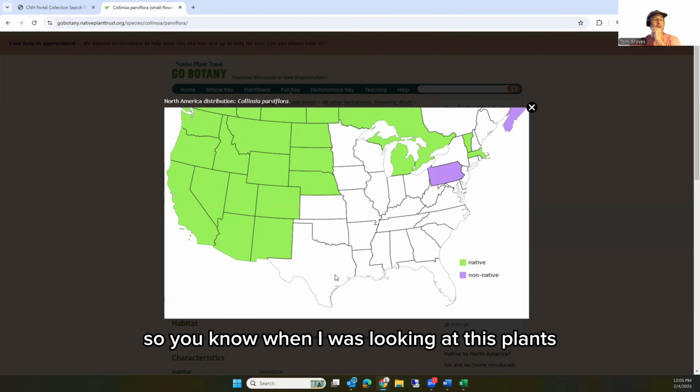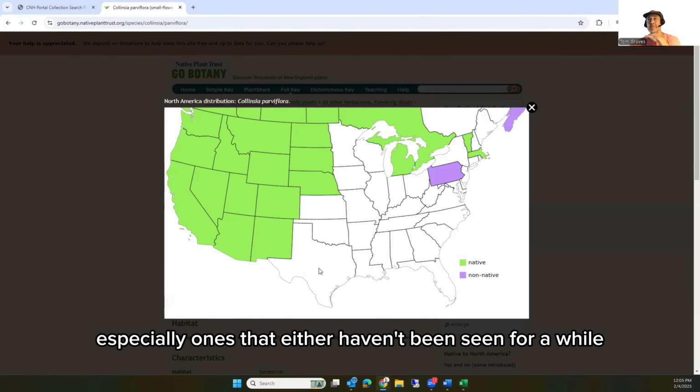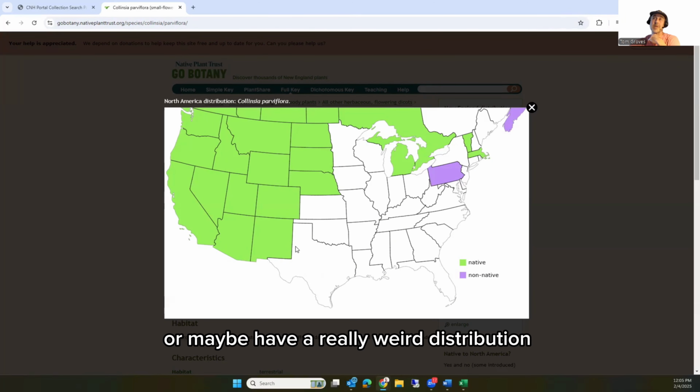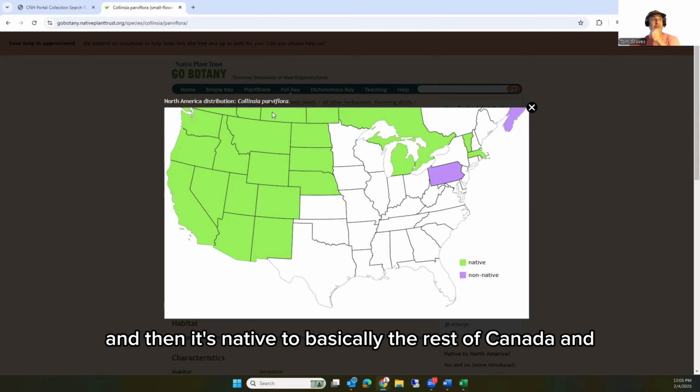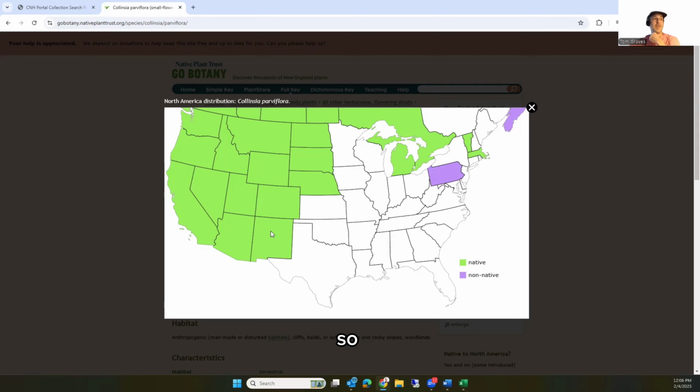When I was looking at this plant, I'm interested in native plants of New England, especially ones that either haven't been seen for a while or maybe have a really weird distribution. You can see that it shows up in the Northeast only in two states, introduced in Pennsylvania and Nova Scotia. And then it's native to basically the rest of Canada and almost half of the country on the western part of the United States. It is pretty prolific out here.